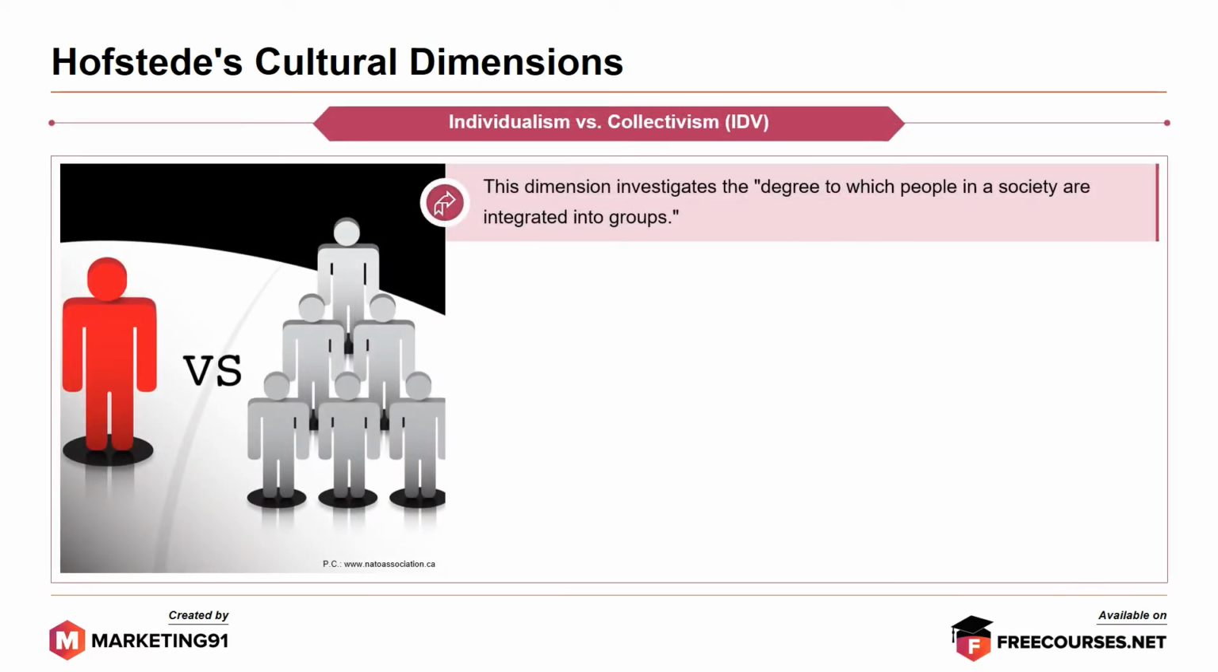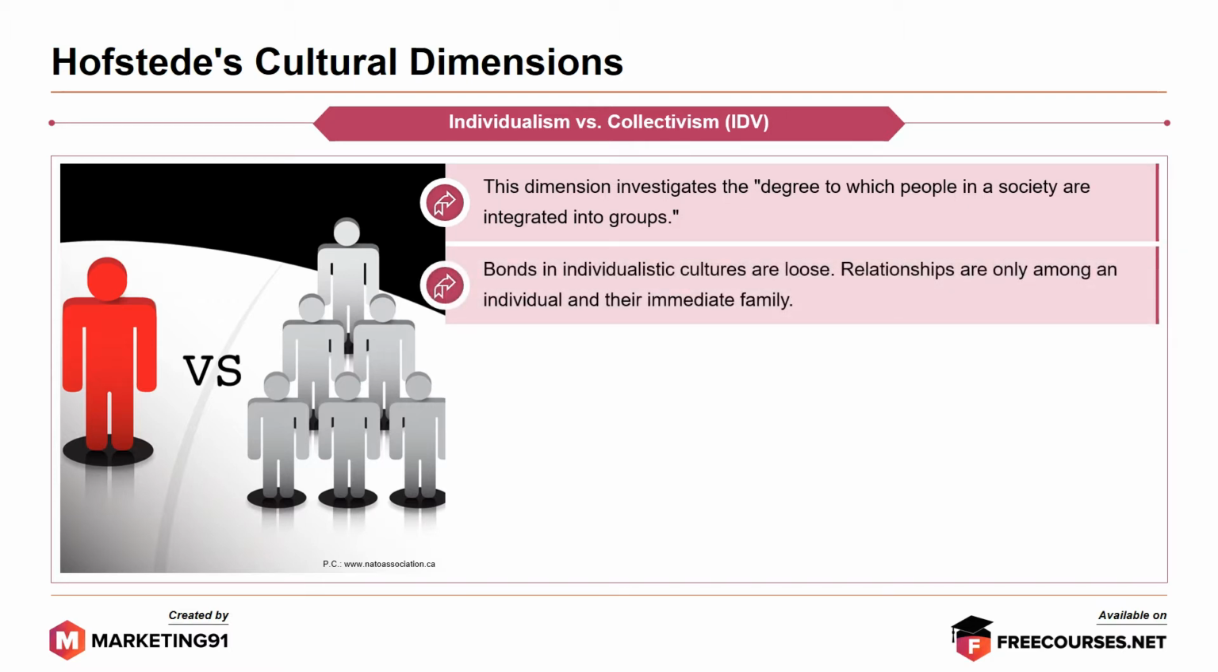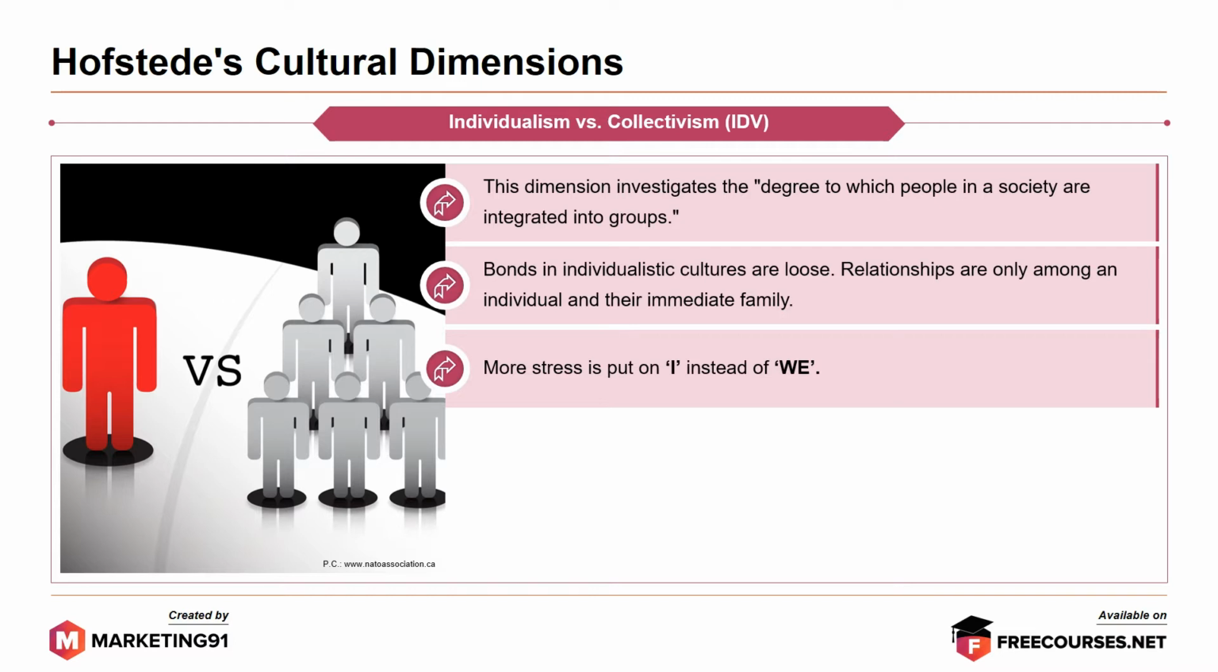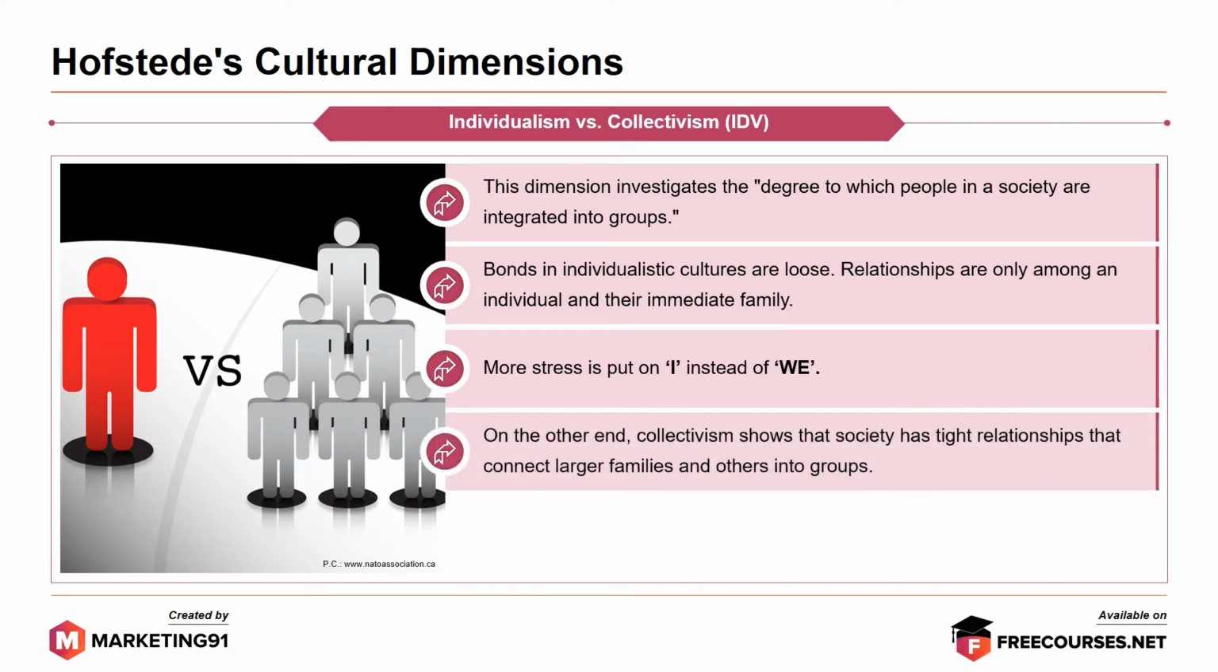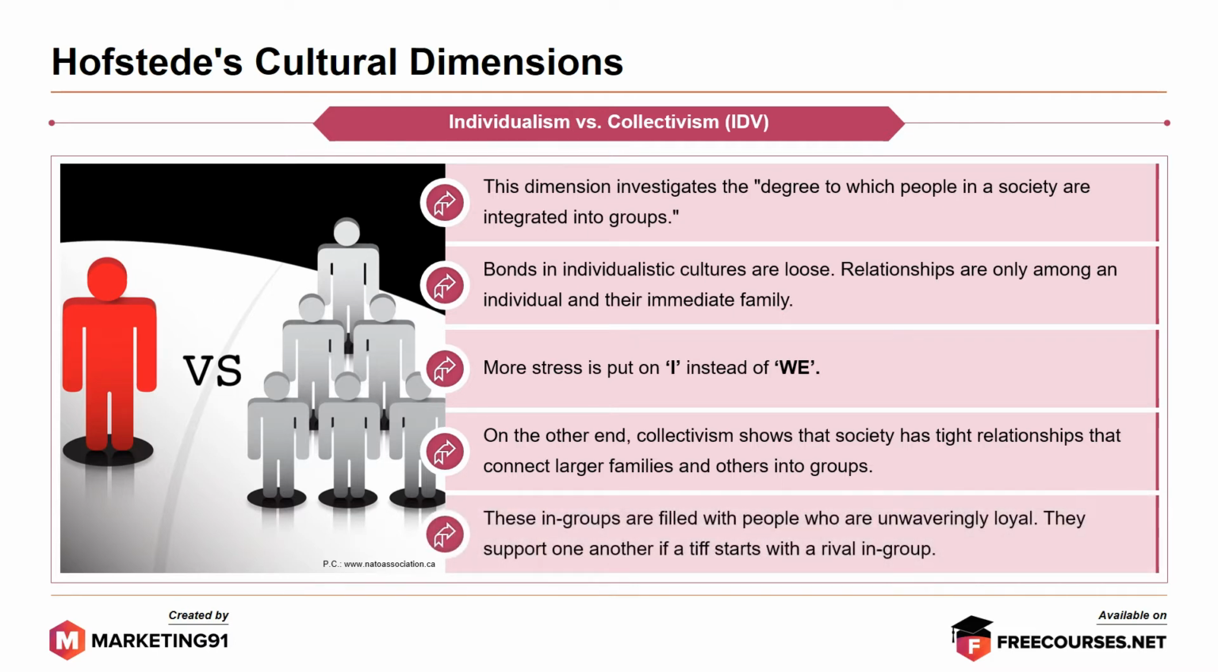This dimension investigates the degree to which people in a society are integrated into groups. Bonds in individualistic cultures are loose. Relationships are only among an individual and their immediate family. More stress is put on I instead of we. On the other hand, collectivism shows the society has tight relationships that connect larger families and others into groups. These in-groups are filled with people who are unwaveringly loyal. They support one another if a tiff starts with a rival in-group.